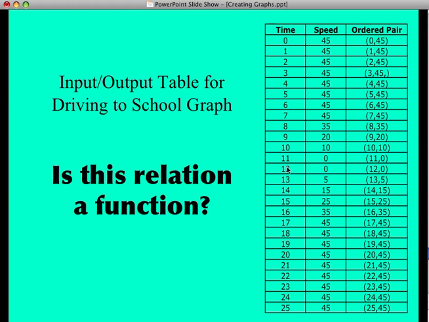You can see this in the input-output table where I have different times from when I first leave my house at time 0 to when I reach my destination 25 minutes later. And each of these moments in time is paired with one and only one rate of speed. So you can see in this particular input-output table that this relation is indeed a function.